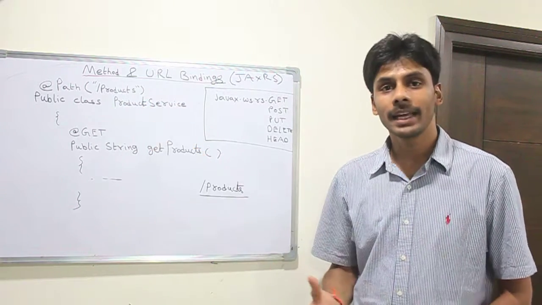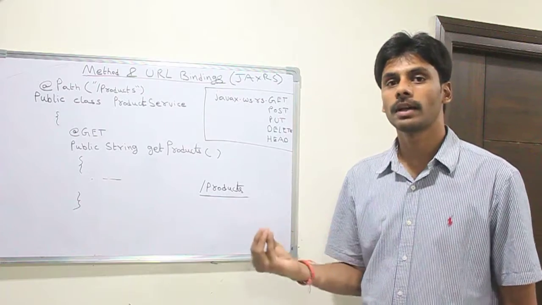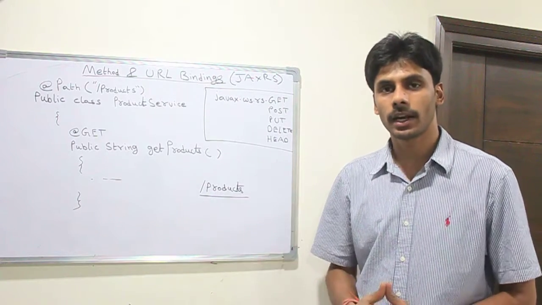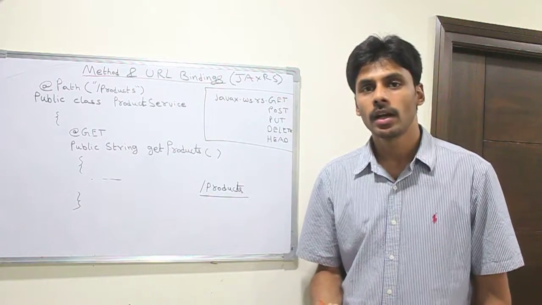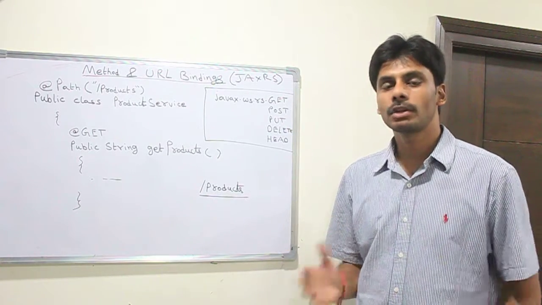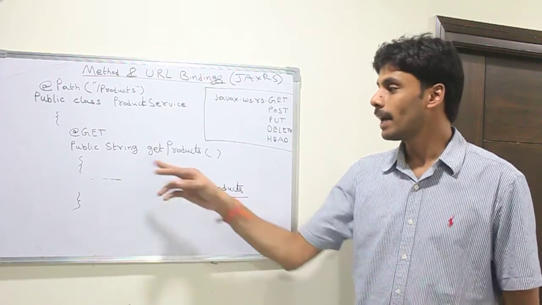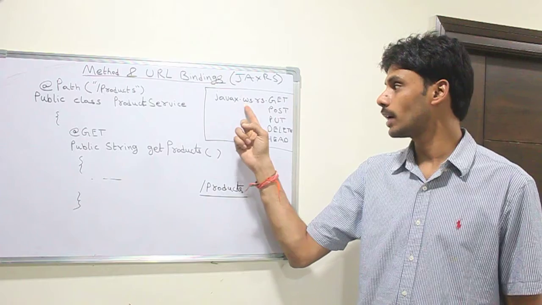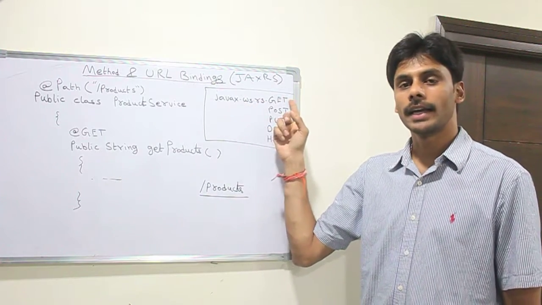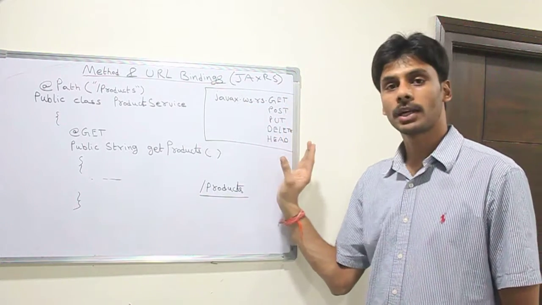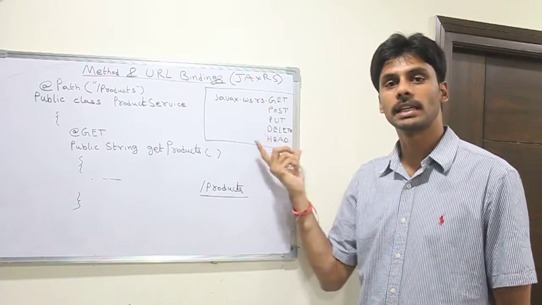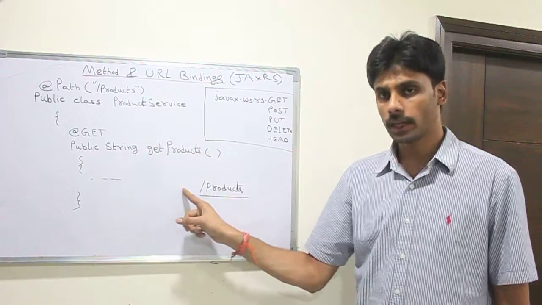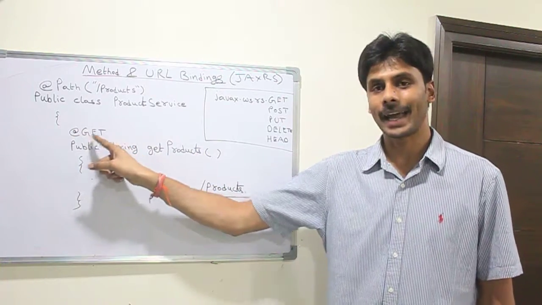And the second binding is the HTTP method binding. Now that the provider knows which resource should service a particular request, we should also tell the provider which particular HTTP method should be handled by which method in our class. For that, we have the javax.ws.rs.GET annotation and all the respective annotations for each of the HTTP methods. Here I simply have marked the getProducts method with the @GET annotation.